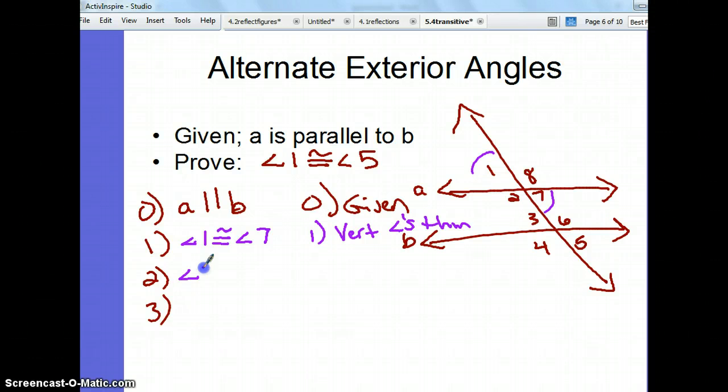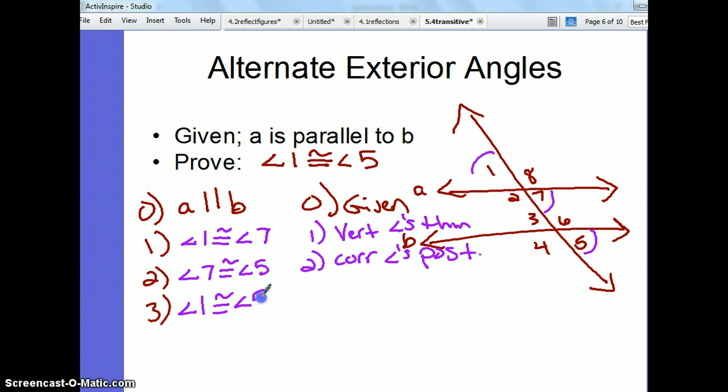And then we could say that angle 7 is congruent to angle 5 by the corresponding angles postulate. And then we can finish up by saying angle 1 is congruent to angle 5 by the transitive property of congruence again.